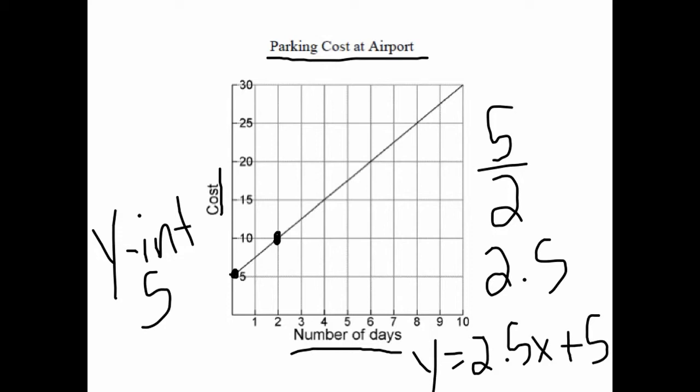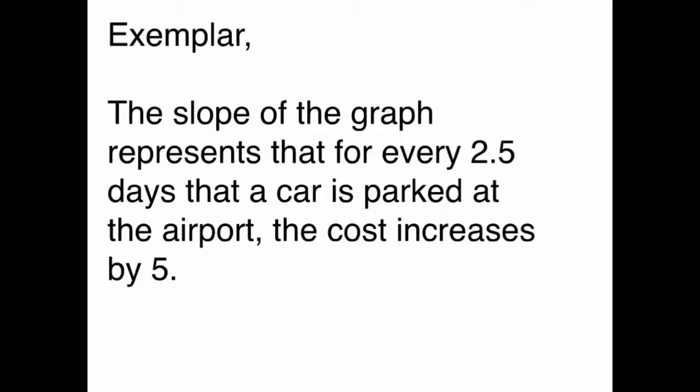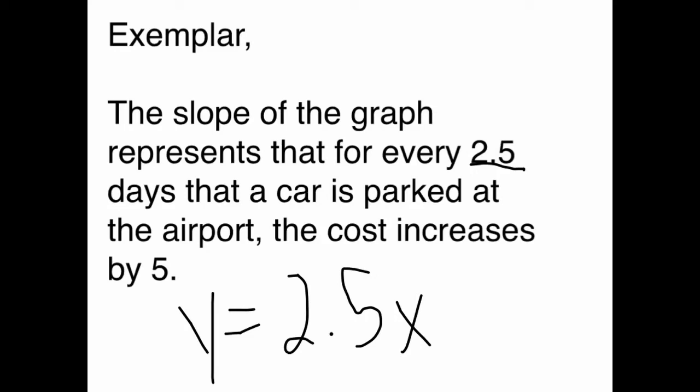So let's look at what an exemplar response for explaining this slope would look like. The slope of the graph represents that for every 2.5 days that a car is parked at the airport, the cost increases by 5. And of course, this was our equation, so that makes sense. Another way I could include more information is that the airport charges a one-time fee of $5 and then an additional amount for every day that the car is parked.